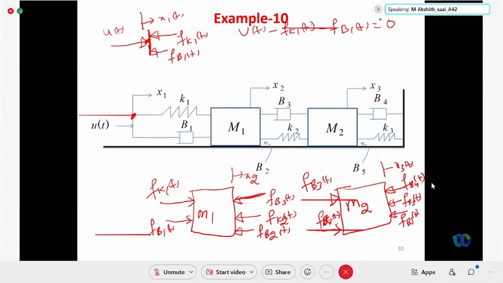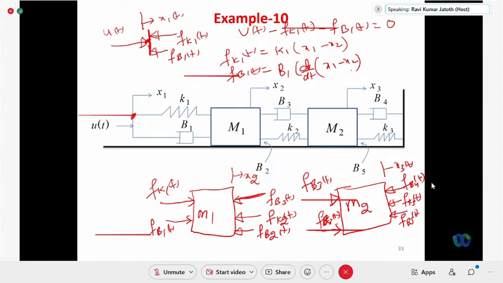Yes, sir. Now the only thing is you have to write the forces. FK1 of T is what? K1 into X1 minus X2. Why? Initial compression due to X1, because the force is applied directly there only. The resultant X1 would be more than X2, right? Then what about FB1? B1 into d by dt of X1 minus X2. That is FB1 of T.